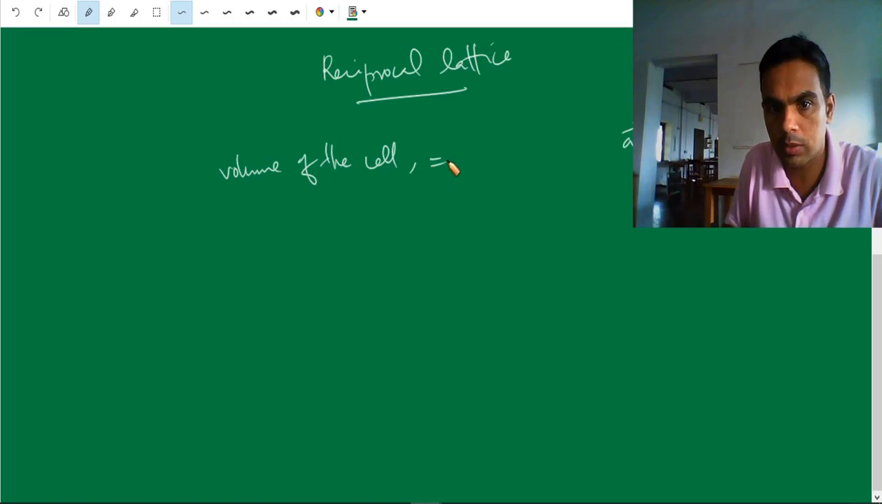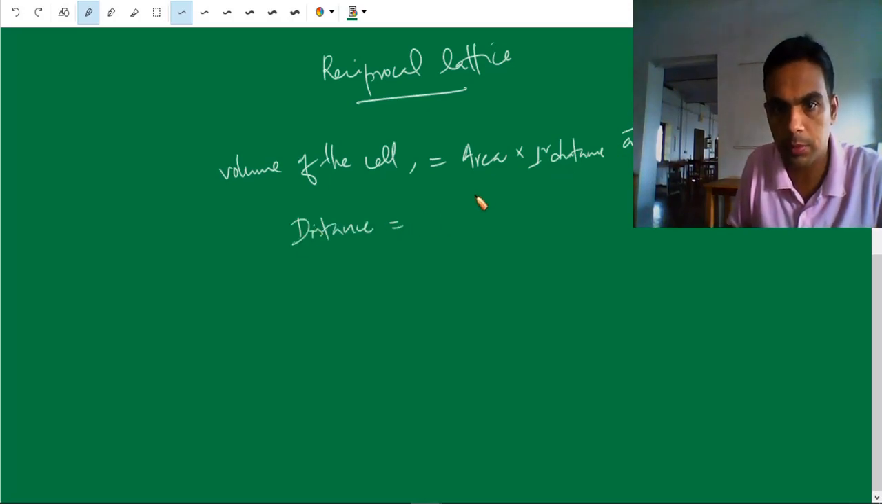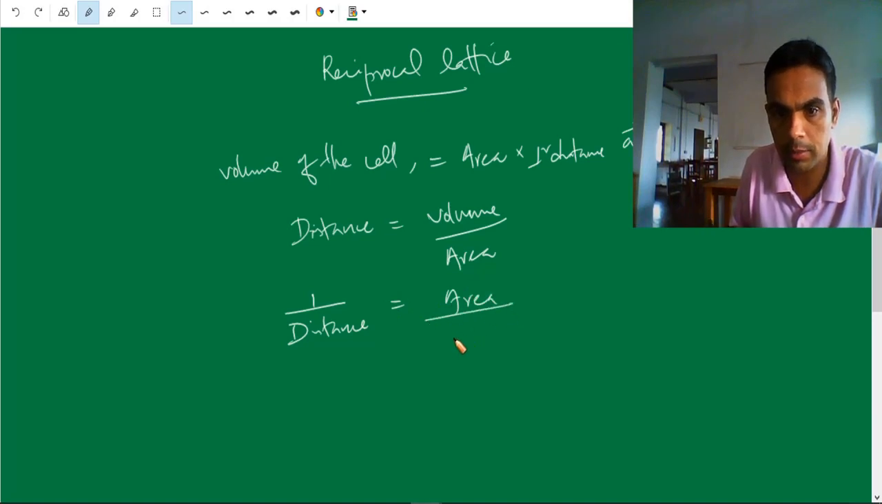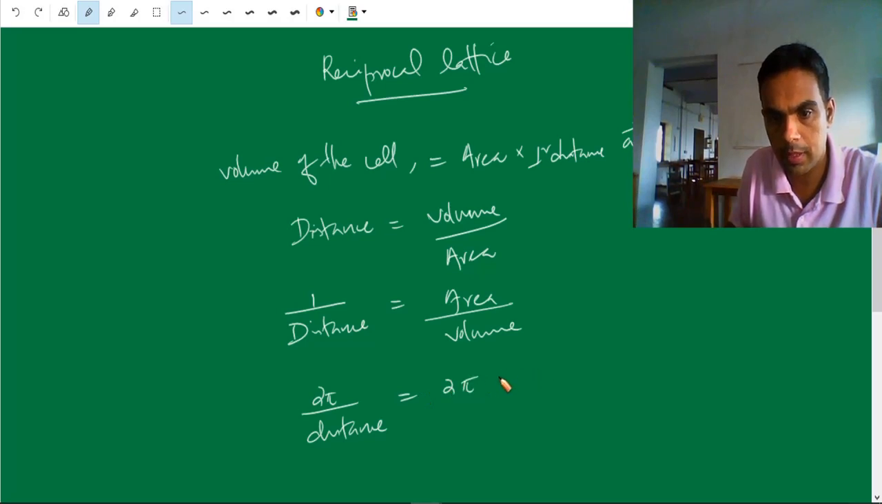Volume of the cell is equal to area into perpendicular distance. Therefore distance is equal to volume divided by area. Therefore reciprocal of the distance is equal to area by volume. 2 pi divided by distance is equal to 2 pi area divided by volume.